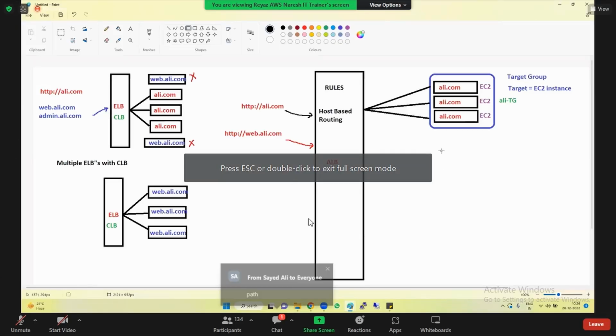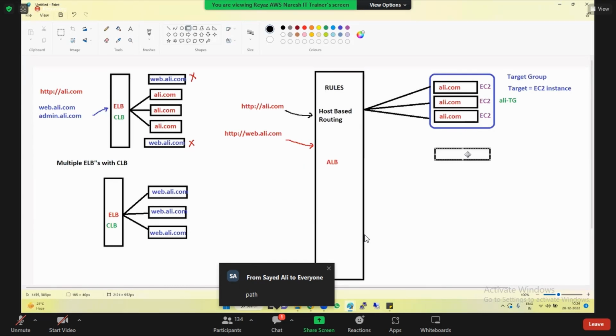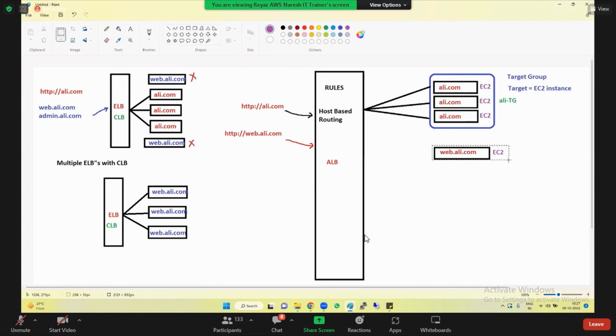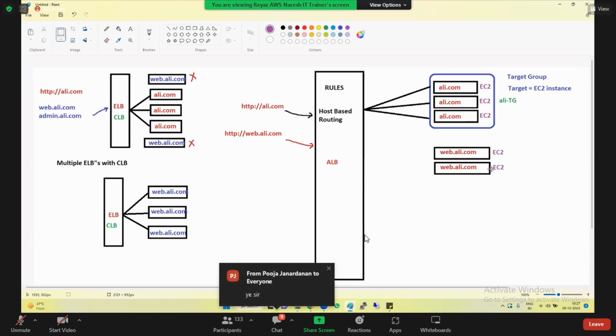We have the EC2 instance here. So can we create another target group? Yes. Here I go and have the web.ali.com application. I can put it here. See, I'm putting this much effort to make you understand. So if it's getting delayed, please try to understand. Because after seeing this, in one shot, you should be able to understand. No need to even revise.